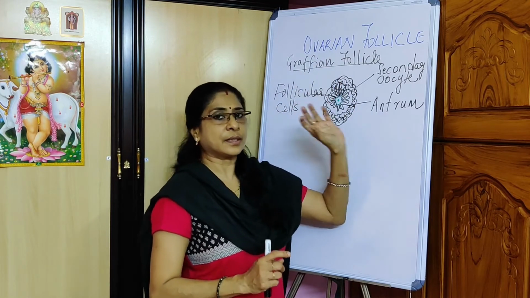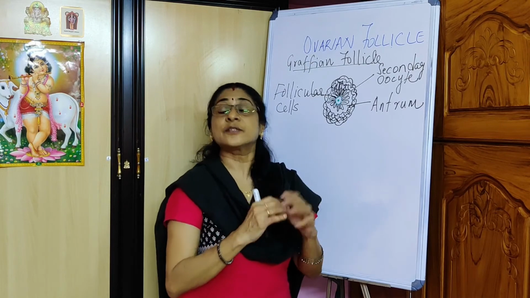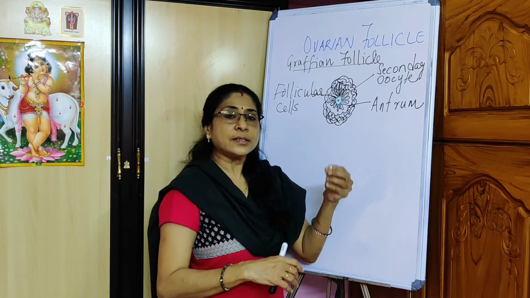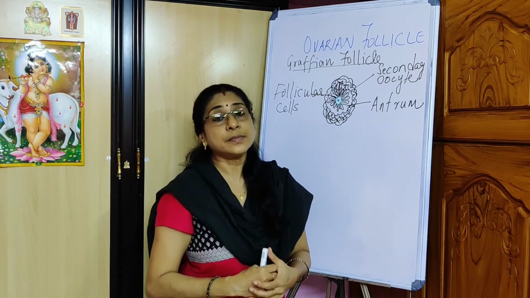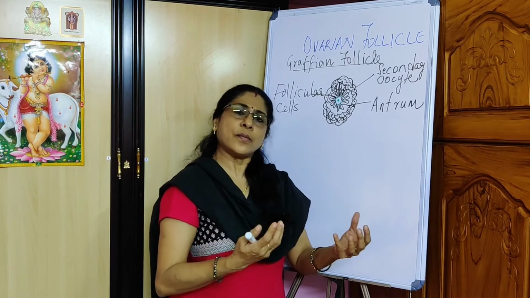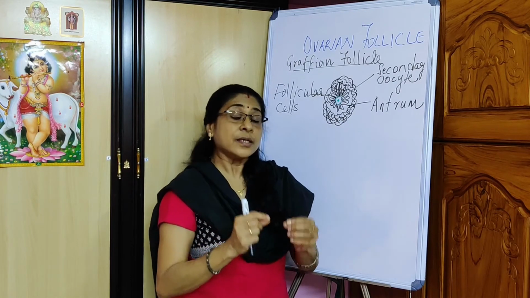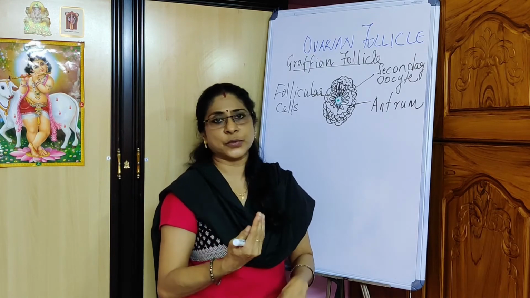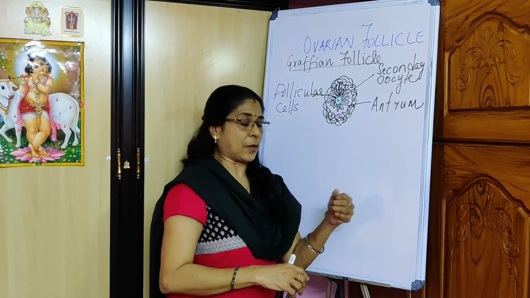Now please remember that the Graafian follicle is very important as far as the reproductive process is concerned, because it is at this stage that the theca interna of the Graafian follicle starts producing estrogen, the female sex hormone. Normally it is said that the Graafian follicle produces estrogen. But if you have to be very specific, it is the theca interna that produces the female hormone estrogen.